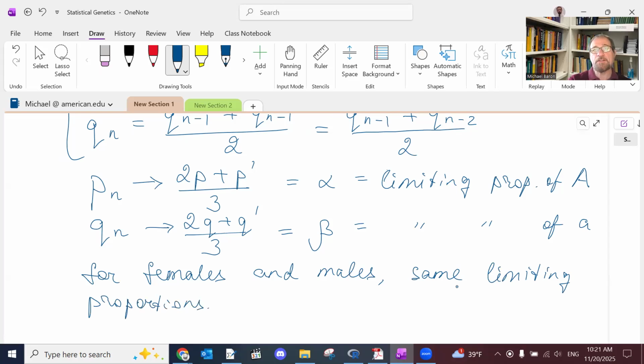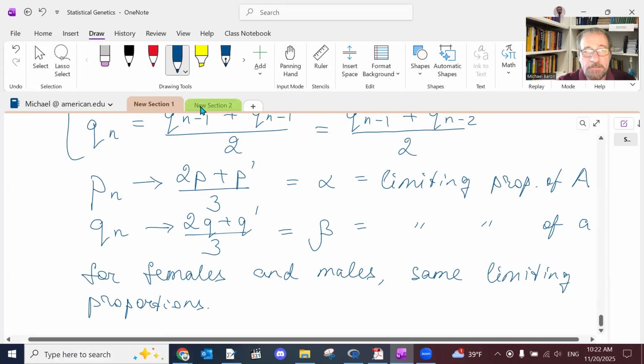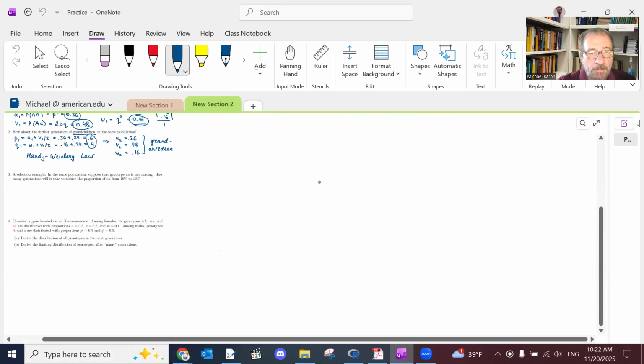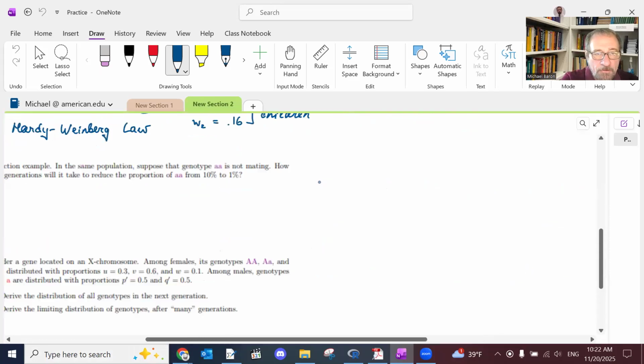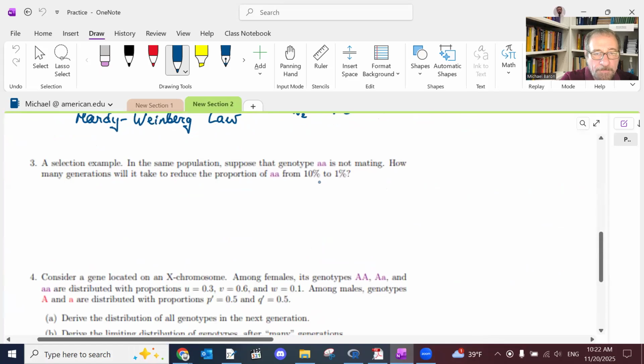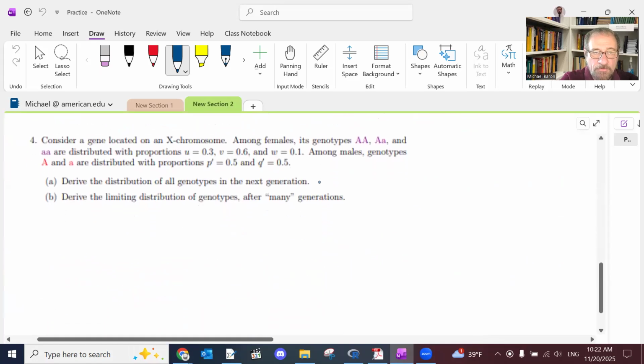Of dominant and recessive genes. Okay? So that is the story of sex-linked characters. Let's try to solve a problem. So this is the problem, number 4.